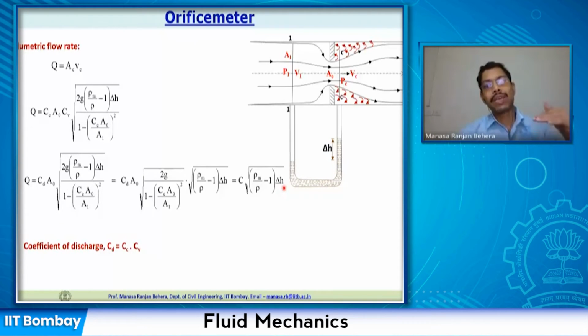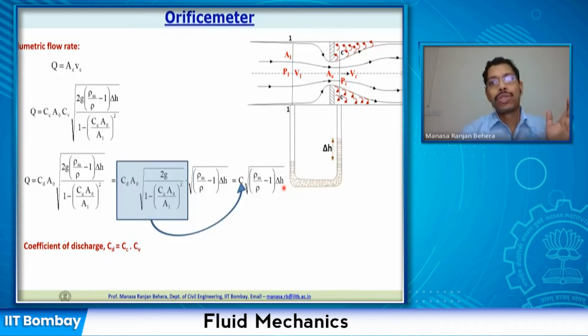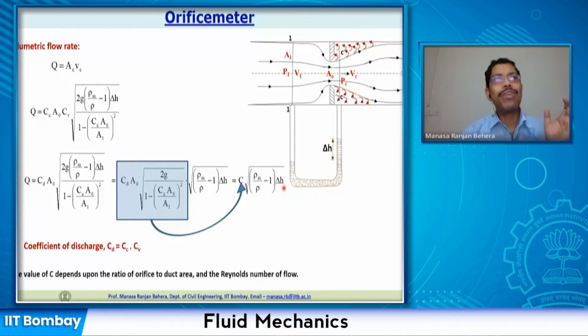In the case of the venturimeter, we got CD directly. Here we are getting CC, the coefficient of contraction, and CV, the coefficient of velocity. Together they give us the value of the coefficient of discharge CD. I have already explained this. The value of C depends upon the ratio of orifice to duct area and the Reynolds number of flow. These are the three parameters which decide the value of C.